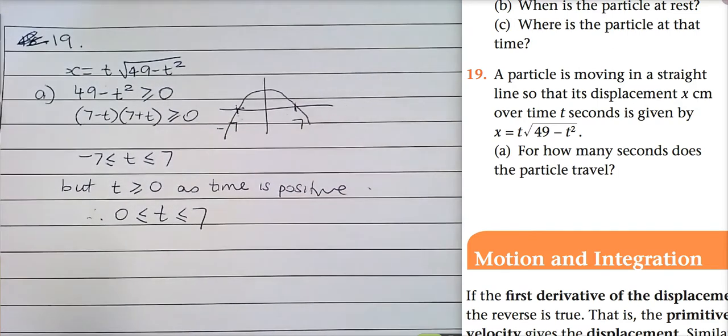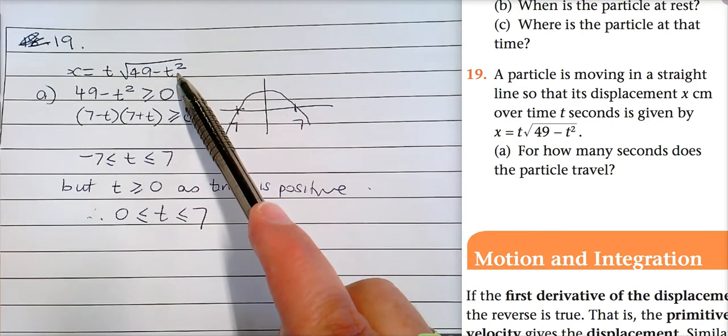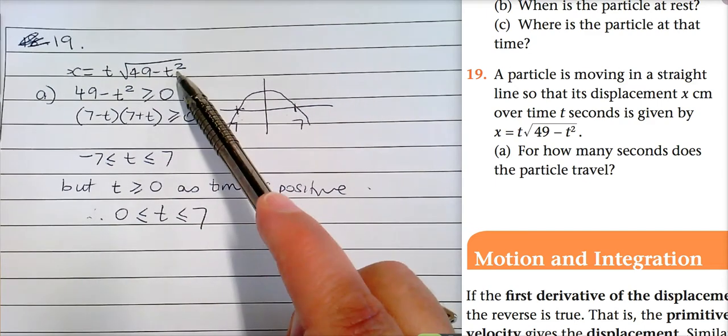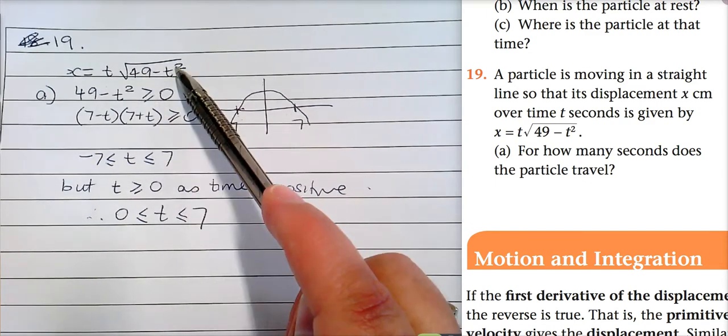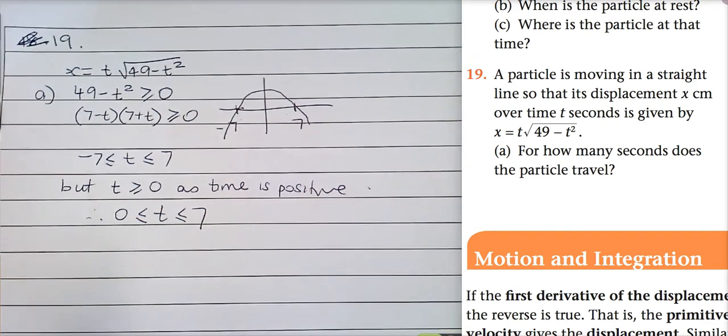The other way is the common sense proof. You can't have negative t's because they don't exist. You start with t is 0, that's fine. You can see here once you go over 49, 49 minus 49, once t is greater than 7, you're going to get negative values under the square root, and that's not allowed.